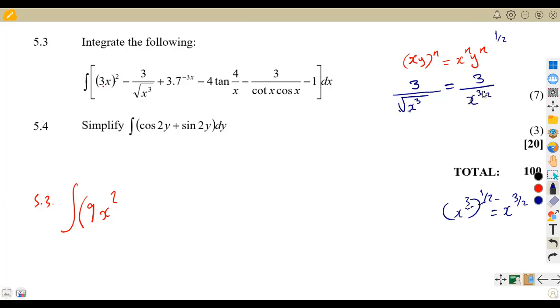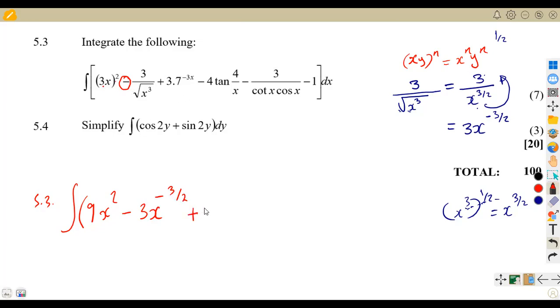But remember, this is 3 over, as long as x is in the denominator, for you to write this in the numerator like this, you introduce a negative. So it is going to be 3x to the exponent of minus 3 over 2. Okay, so this is what you're going to have from this part. But take note, already there was a negative which was there. So it's going to be negative 3x to the exponent of minus 3 over 2.